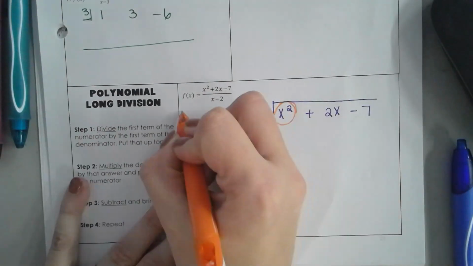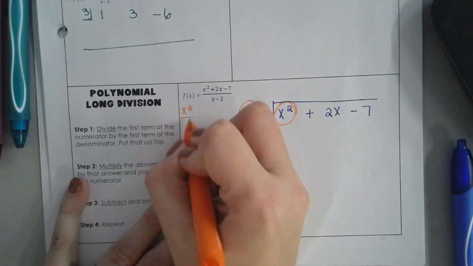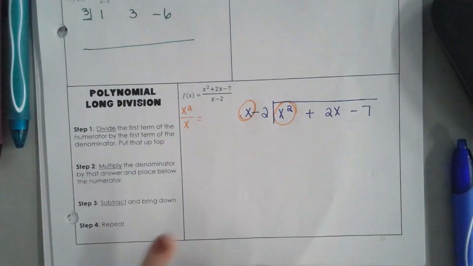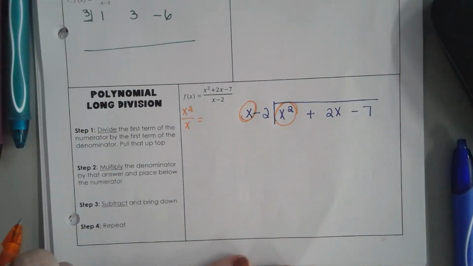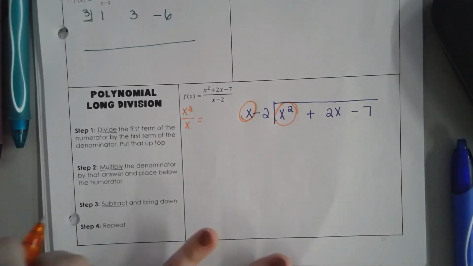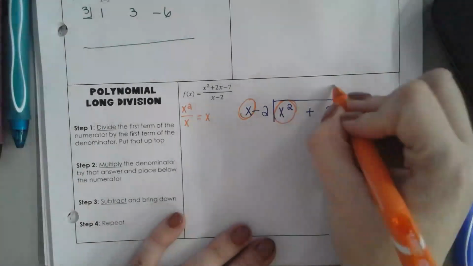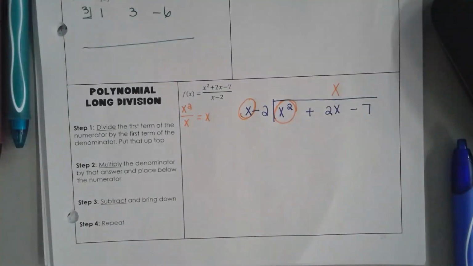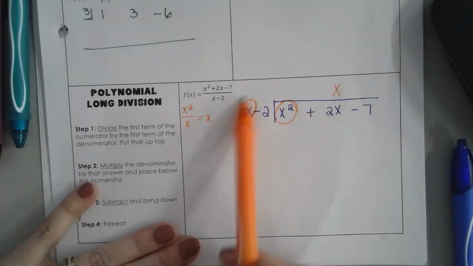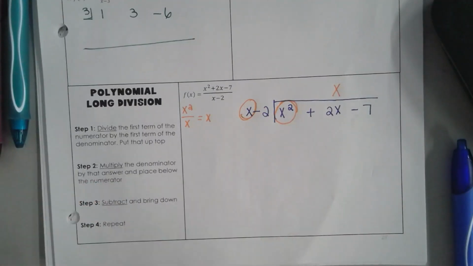I'm going to go over here. x squared divided by x is x. And so that goes on the top. Just like we did here. We did the 15 divided by 4. Well, that was 3 and then you plus a little bit, because it didn't go perfectly. This x squared, we can't divide this perfectly, but we get close.